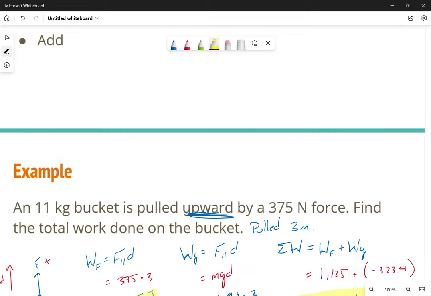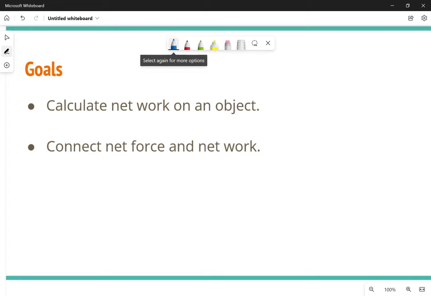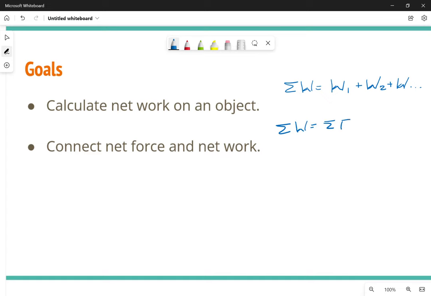So in quick summary, in this video we looked at calculating net work, and we actually looked at two ways to do it. The first way is we could say that net work is going to be equal to adding up the work done by every force separately. And the other way, which can be more useful at times, is finding first the net force and then multiplying that by the displacement. Both are equally valid. Sometimes one is more helpful than the other. And then you've also got this important connection represented in this equation between net force and net work.